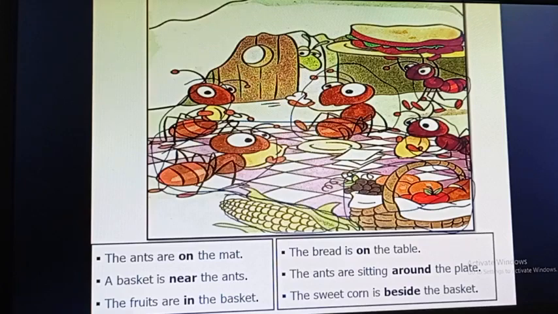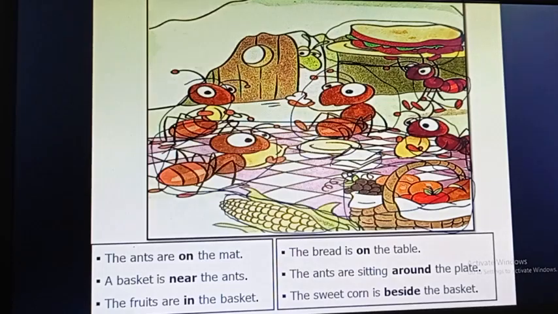You can see the cheese, then you can see the plate here. And you can see the bread sandwich here on the dining table. All right, children, so this is the picture you can see. Now we are going to observe this and see whether we can find any preposition.